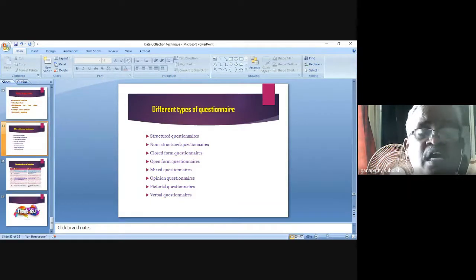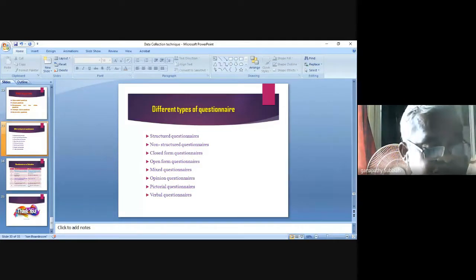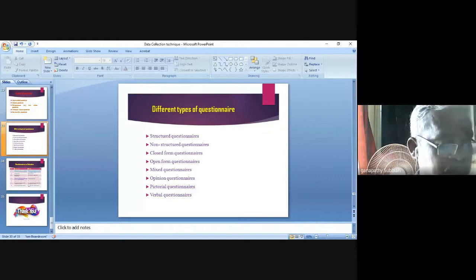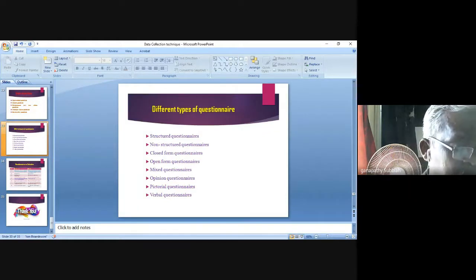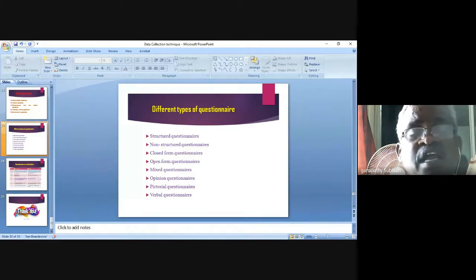The non-structured questionnaires contain partially completed questions. Partially completed questions, in the sense, the researcher requires information contained in the questions. For example, one question containing more than two answers.